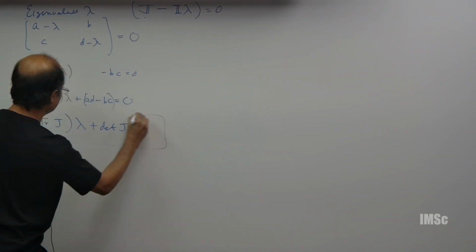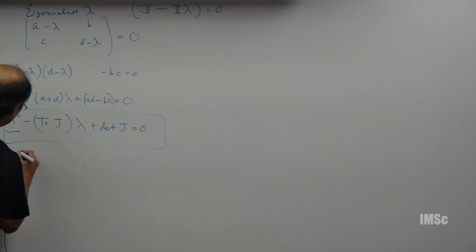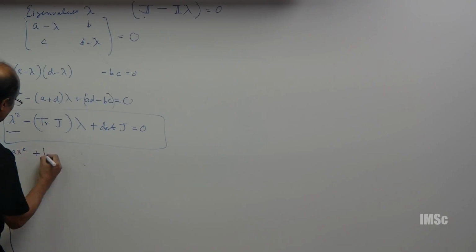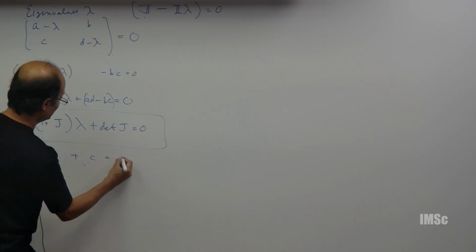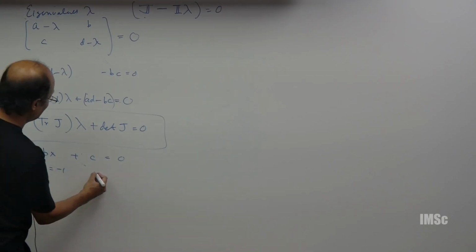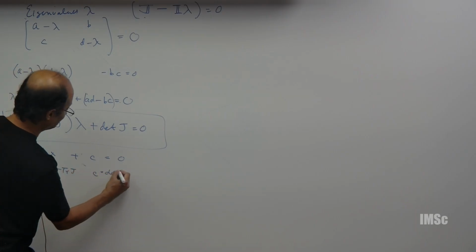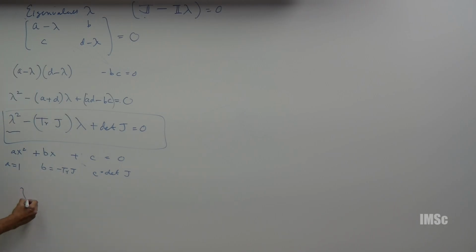So this is a quadratic equation in lambda, right? This can be thought of as ax square plus bx plus c equal to 0, where a is 1, b is minus trace of J and c is determinant of J. So what are the solutions? Lambda 1, 2 are minus b plus minus square root of b square minus 4ac divided by 2a, right.